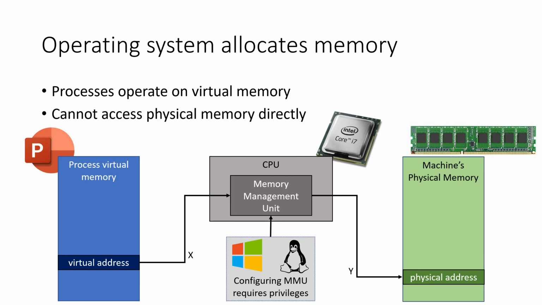And this is the same slide that we used to explain how the operating system controls memory use by applications. So an application uses virtual addresses, and the virtual addresses are translated to physical addresses by the memory management unit that resides within the CPU, and the memory management unit is controlled by the operating system.